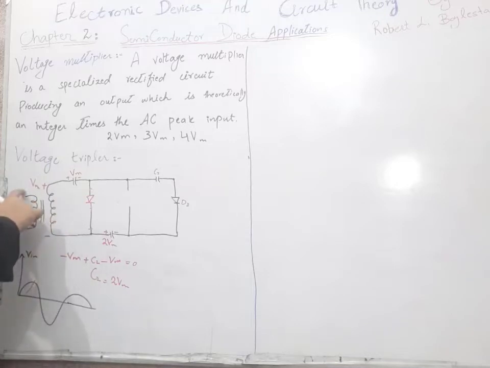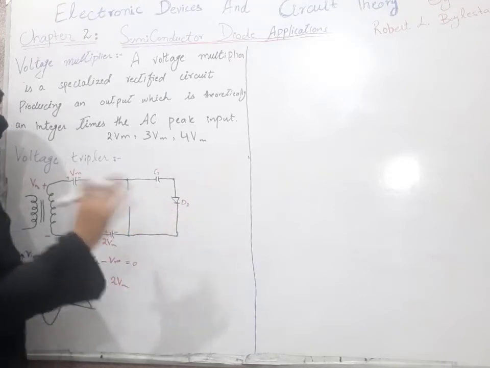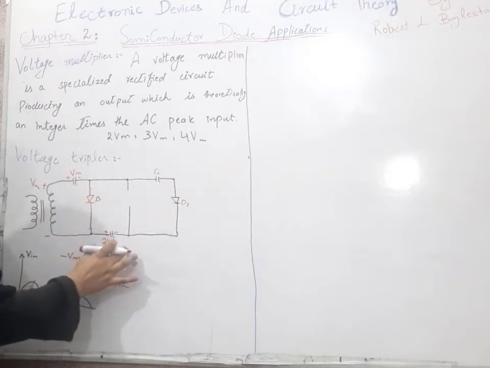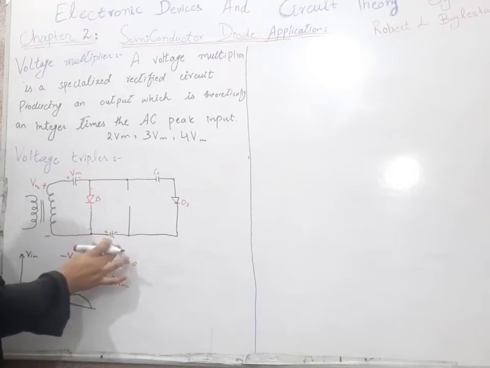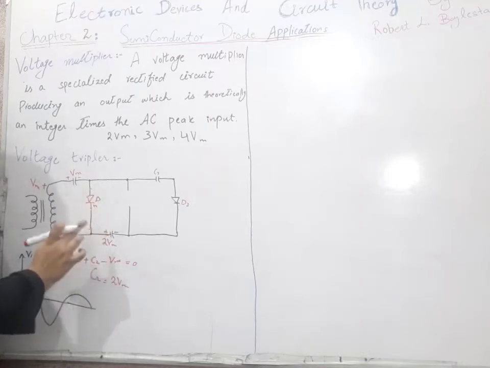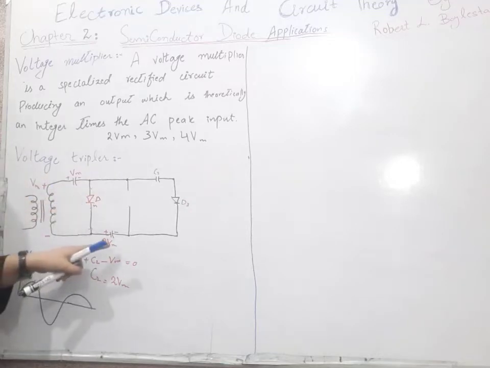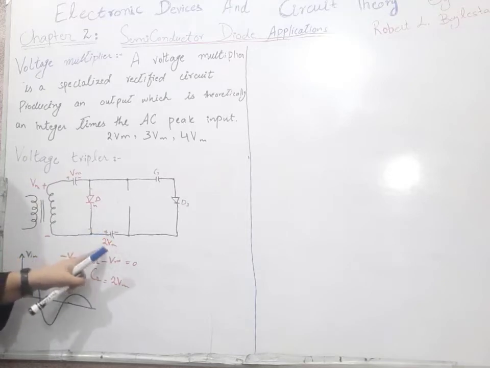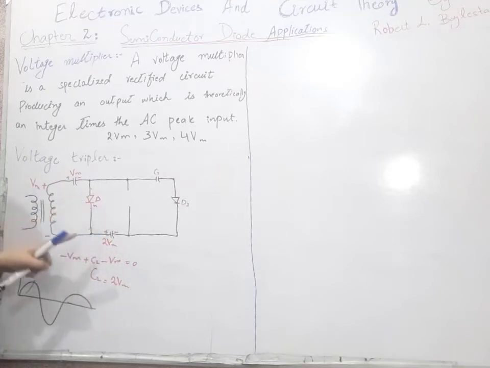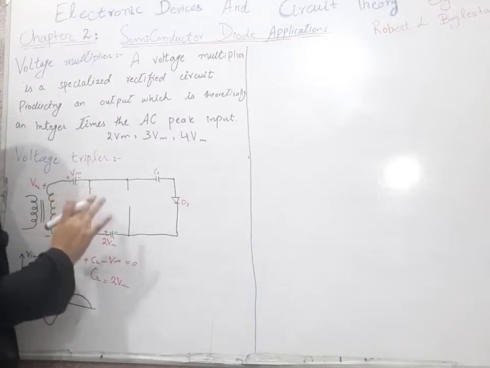This input signal is trying to make diode D1 and diode D3 forward biased. But this capacitor with the potential of 2 Vm is trying to make this diode reverse biased, because its N type is connected to the positive terminal of the capacitor. This input signal with the potential of Vm is trying to make this diode forward biased, but this capacitor with the potential of 2 Vm is trying to make it reverse biased. As the potential of the capacitor is higher, the capacitor will win and our diode will act as reverse biased.